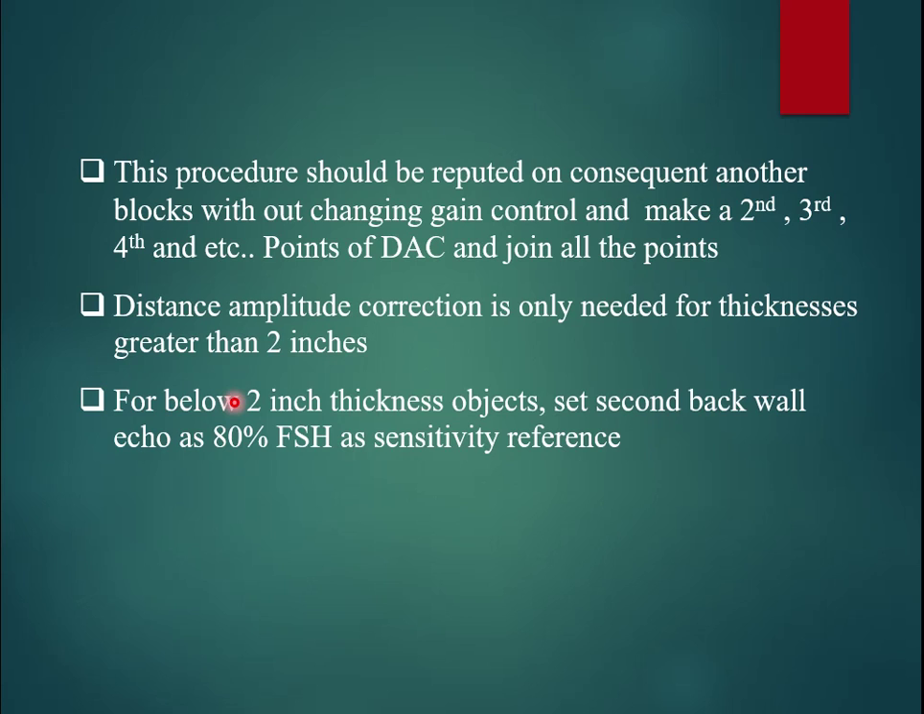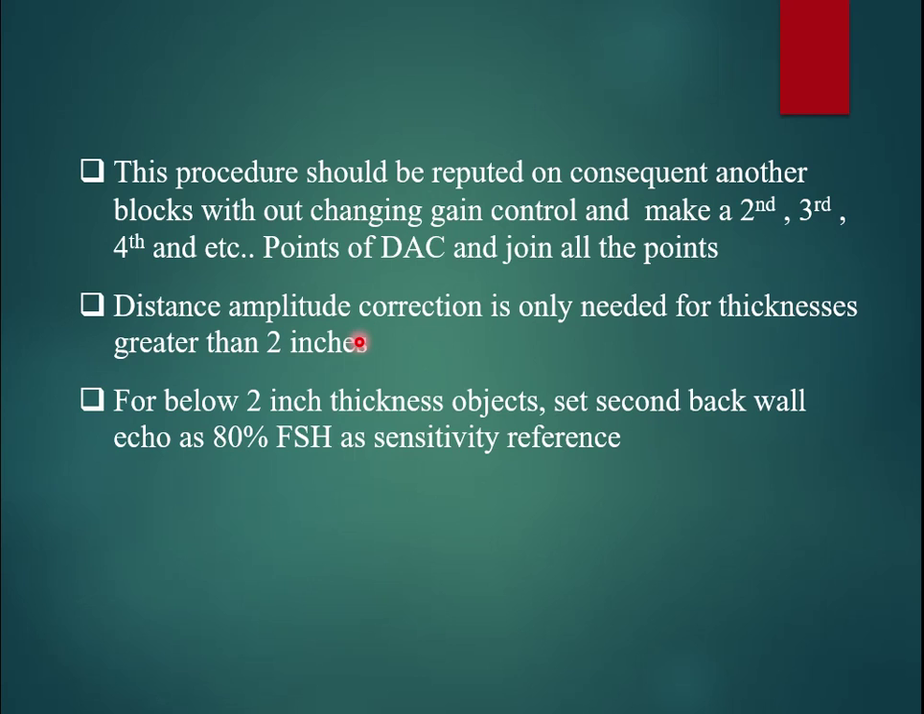It is generally for the normal probe, and it is given that we should draw the distance amplitude correction curve for normal probe, straight beam transducers only if your thickness is greater than 2 inches. If your thickness is not greater than 2 inches, there is no need to draw the distance amplitude correction curve; you only set the second back wall echo to full screen height as a sensitivity reference.